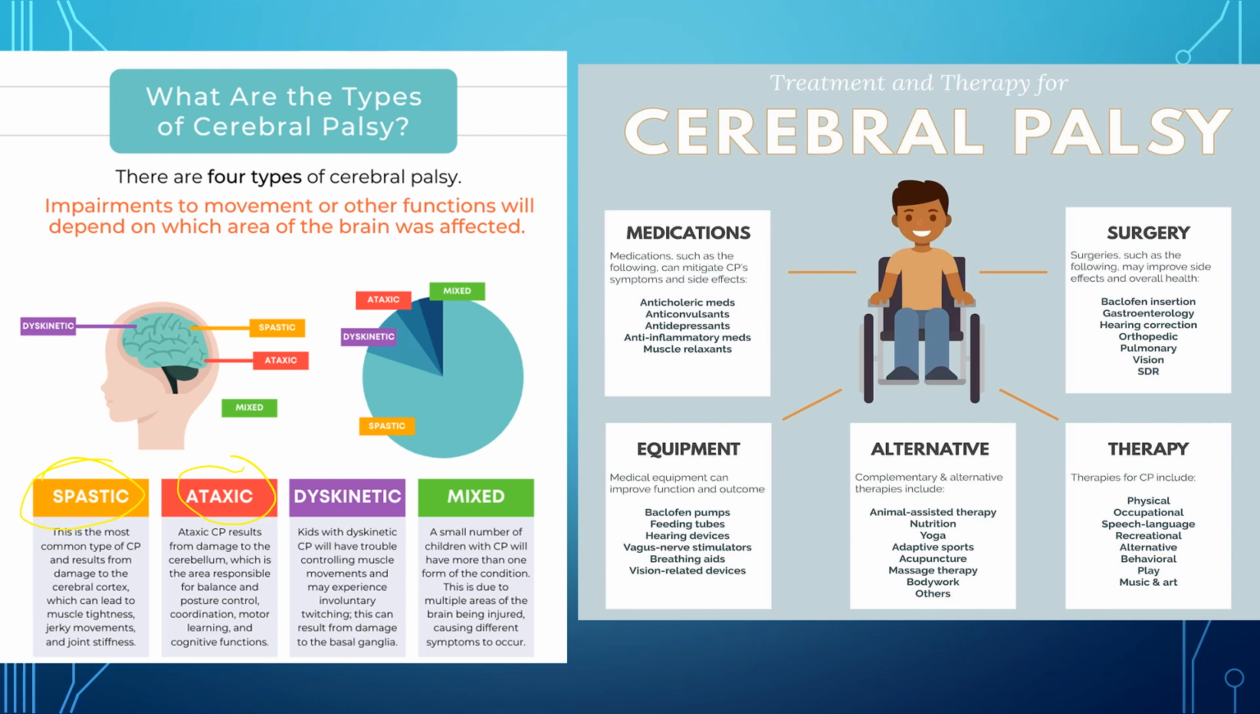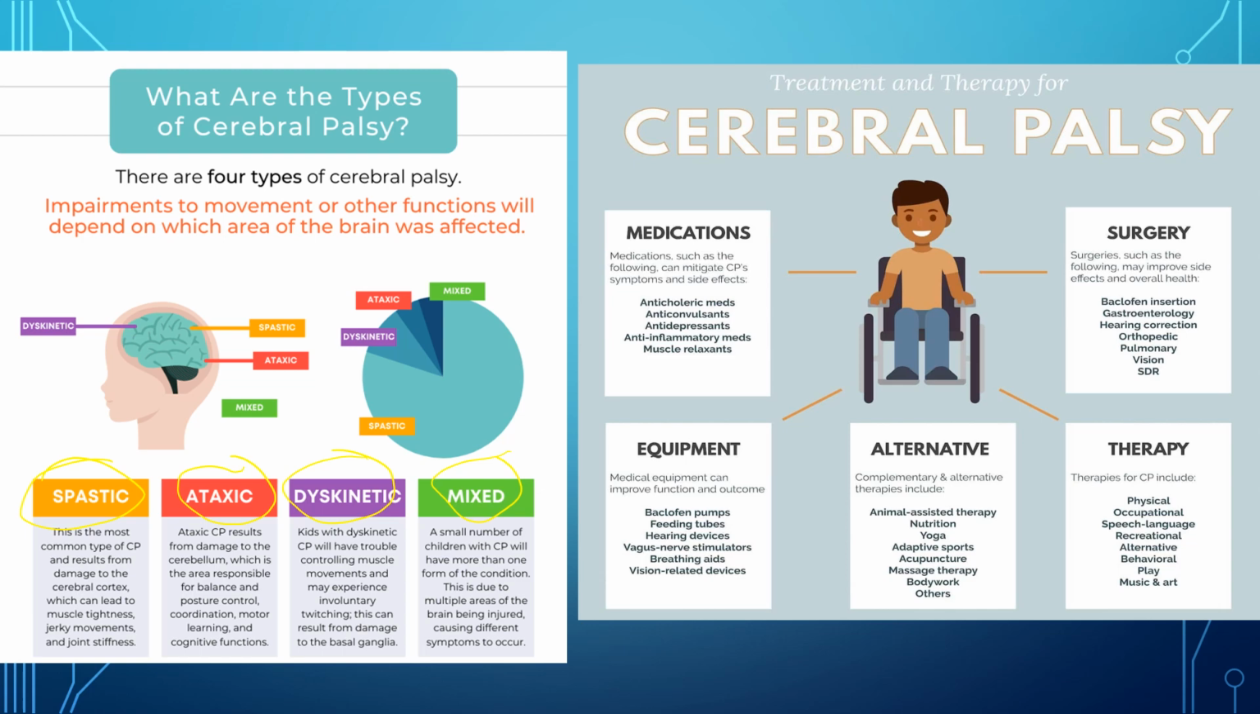The third type is dyskinetic cerebral palsy. They have trouble controlling the muscle movements and may experience involuntary twitching, and this can result from the damage of the basal ganglia. Now, children who are affected by more than one type of cerebral palsy are considered as having mixed cerebral palsy. This can be due to multiple areas being affected, and there can be different symptoms mixed from all these types, that is spastic, ataxic, and dyskinetic.